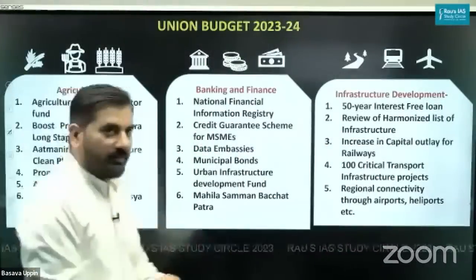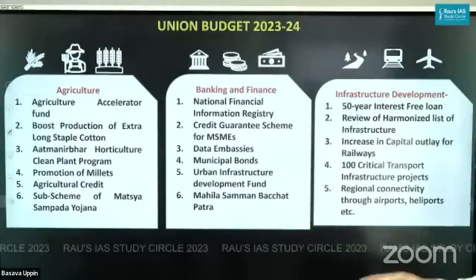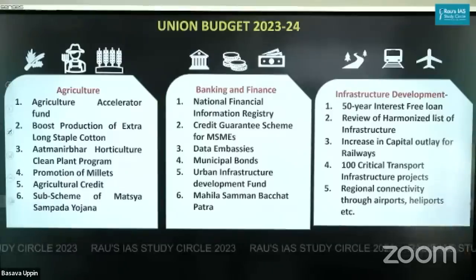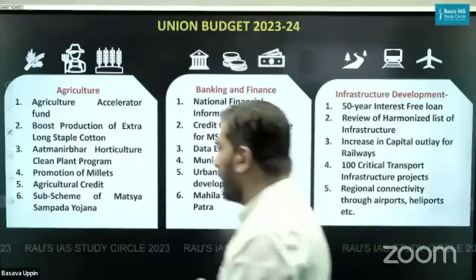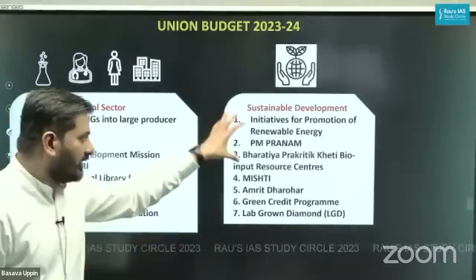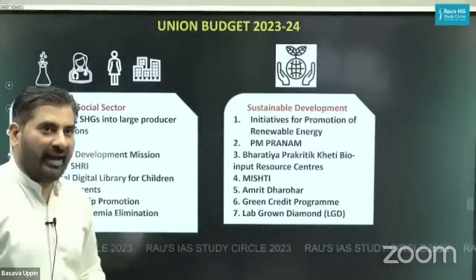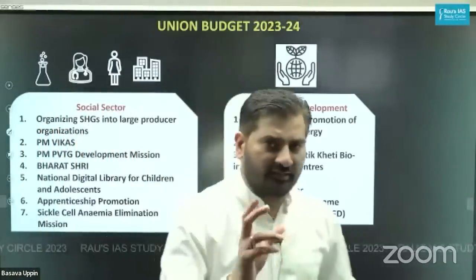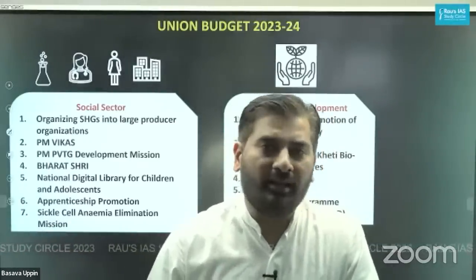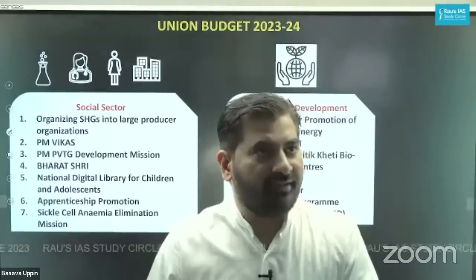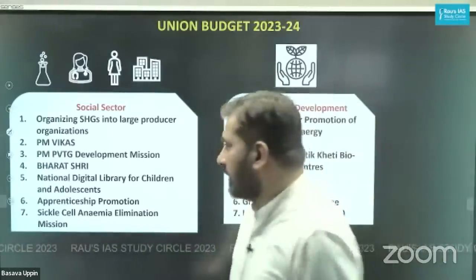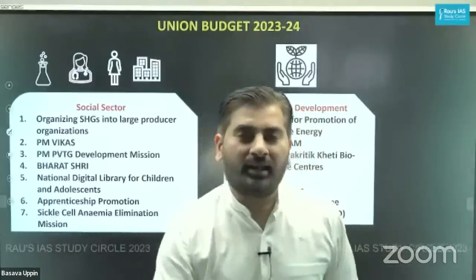You can see these are the themes which I'm going to discuss. We have the theme of agriculture, followed by banking and finance, followed by infrastructure development. Then we have the theme of social sector, and then the theme of sustainable development. So totally we have 5 themes. Apart from that, there are some minor initiatives announced in the budget. All of these minor initiatives I will incorporate in the prelims compass. I'm going to discuss only the major initiatives of the budget, right? So let's start with the first important theme, that is the theme of agriculture.